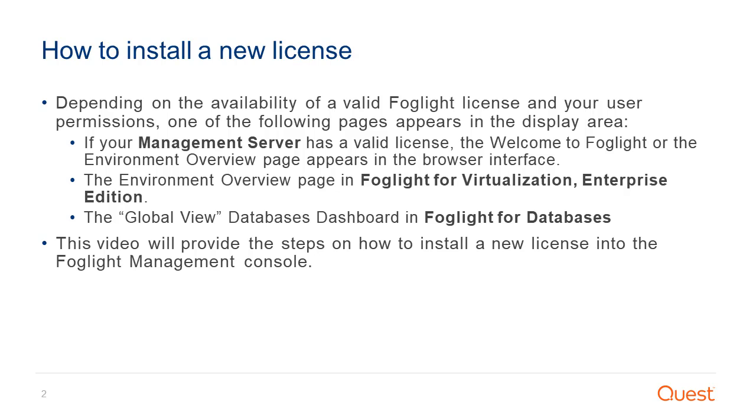Depending on the availability of a valid Foglight license and your user permissions, one of the following pages appears in the display area. If your management server has a valid license, the Welcome to Foglight or the Environment Overview page appears in the browser interface. The Environment Overview page appears in Foglight for Virtualization Enterprise Edition, and the Global View Databases dashboard may appear in Foglight for Databases. This video will provide the steps on how to install a new license into the Foglight Management Console.